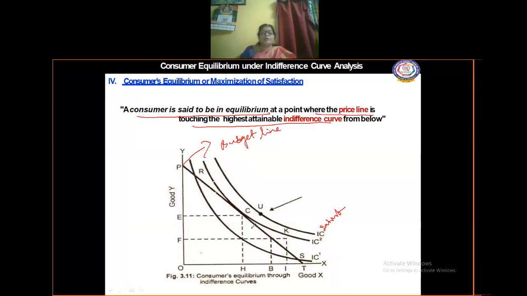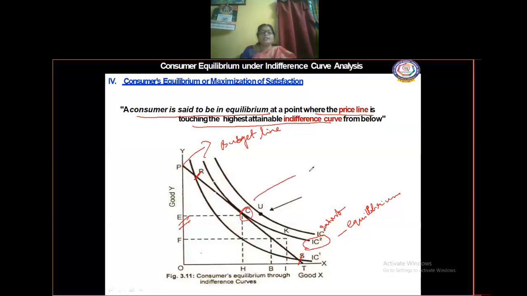the equilibrium point. But the first curve, if you see IC1, it is tangent at this point R and S. Okay, this is not the maximum level of satisfaction at equilibrium price. So, which is the curve where you are going to see the equilibrium situation? It's nothing but the IC2. IC2 is the equilibrium point that the consumer attains. So this is the equilibrium situation at C.